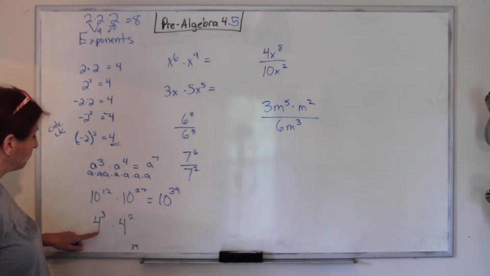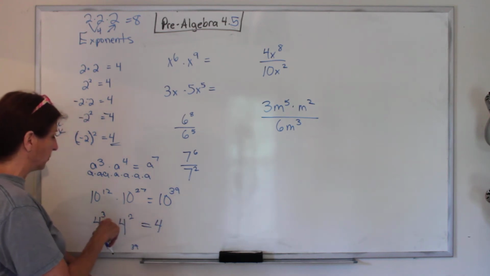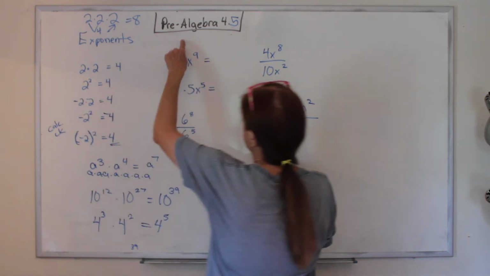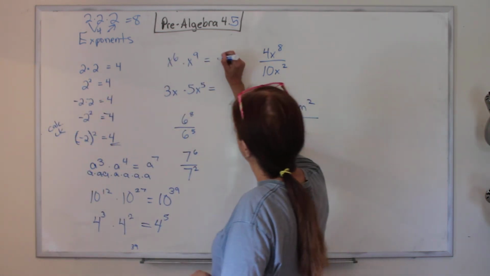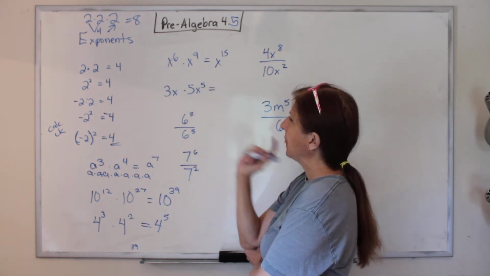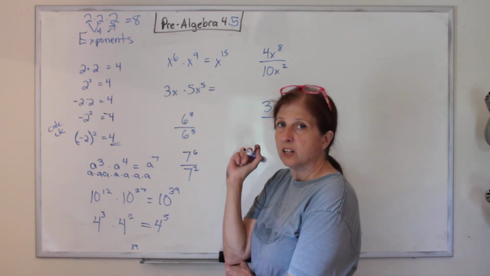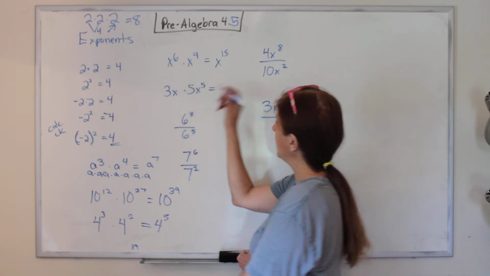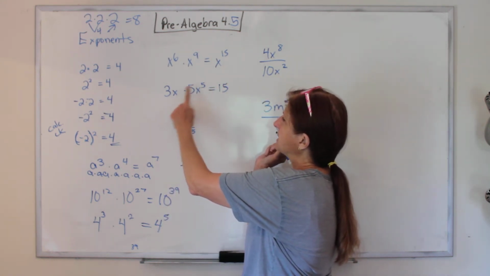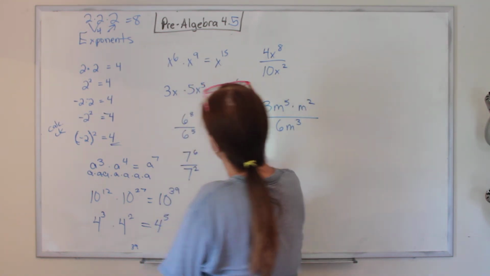Okay, let's try this one. 4 to the 3rd power times 4 to the 2nd power. Well, we add them up. 3 plus 2 is 5. How about this one? x to the 6th power times x to the 9th power. Well, 6 and 9 is 15. What about that one? Well, first, this 5 and 3 are not the same. So we just multiply those. 3 times 5 is 15, but the x's are the same. I have 1 x here and 5 there, all together I have 6 x's.